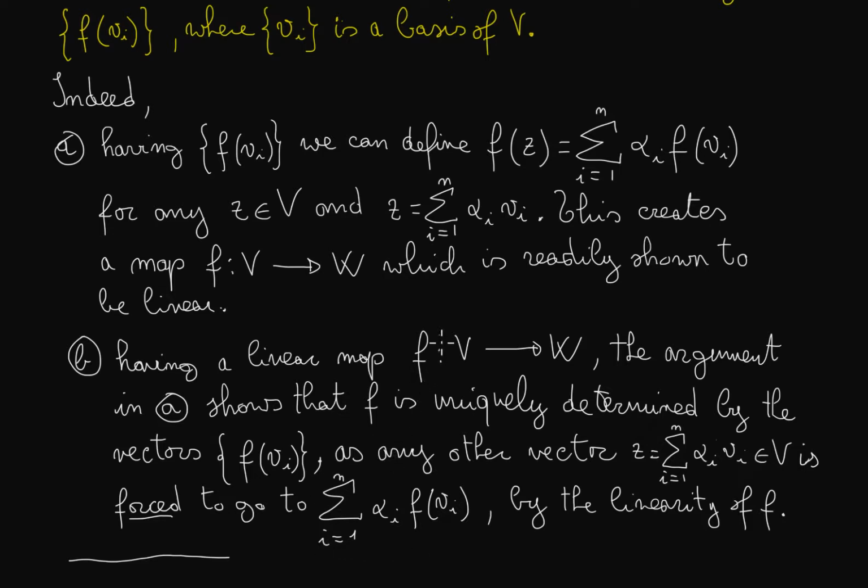Or in other words, if there are two linear maps, f and g, that act in the same way on a basis of V, then they must coincide. F and g must coincide as maps, meaning that every other vector in the domain must go to the same vector in the codomain. F of z will be equal to g of z for any z.